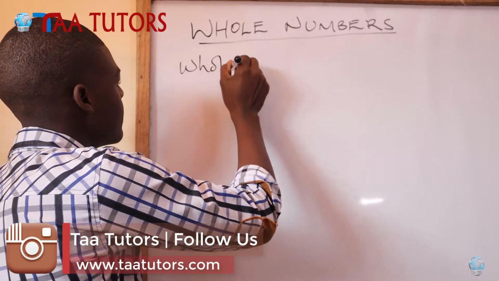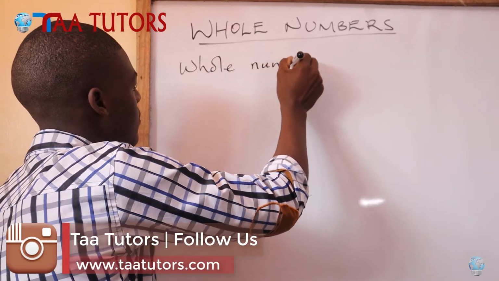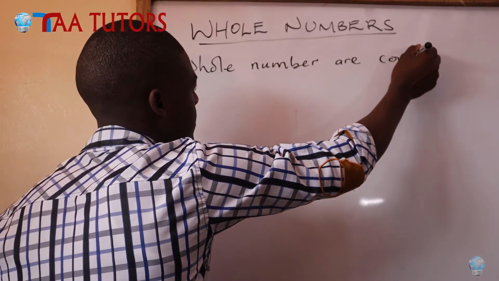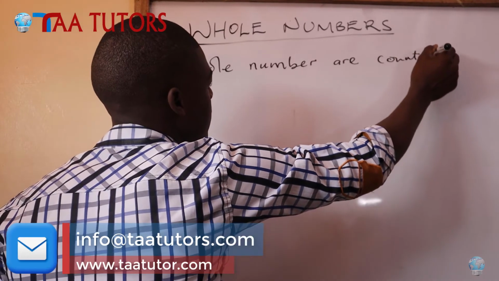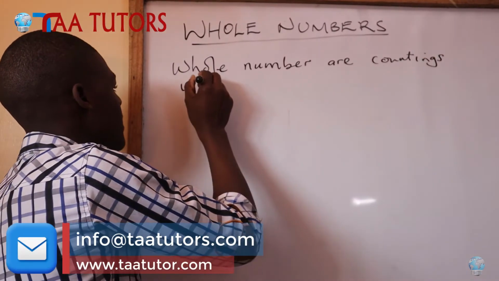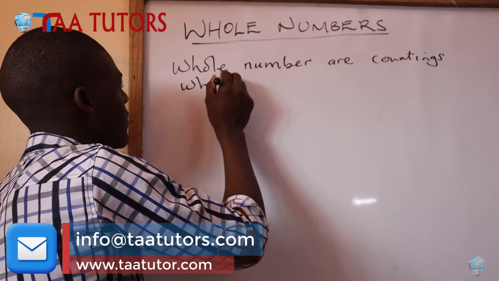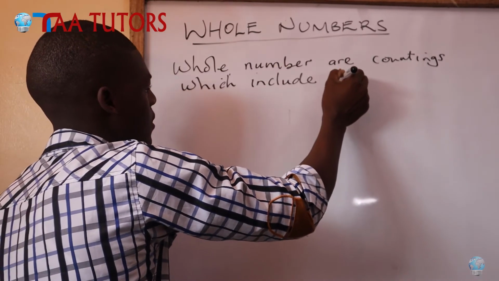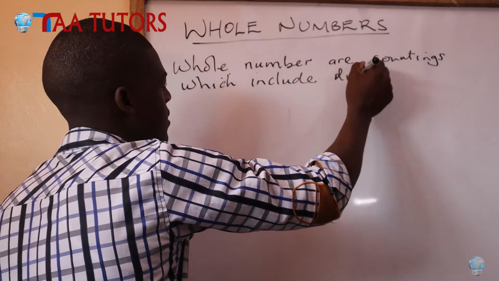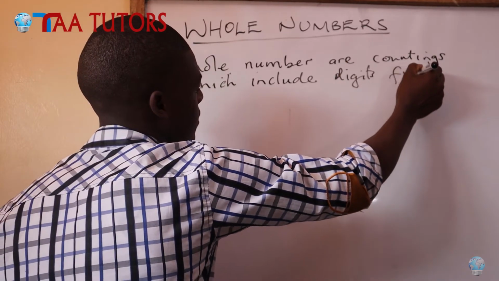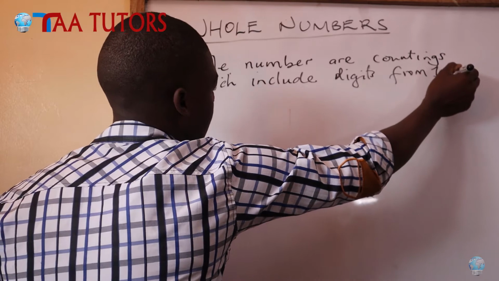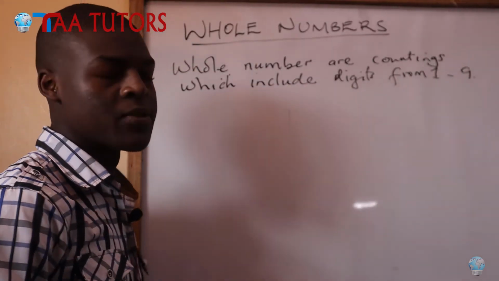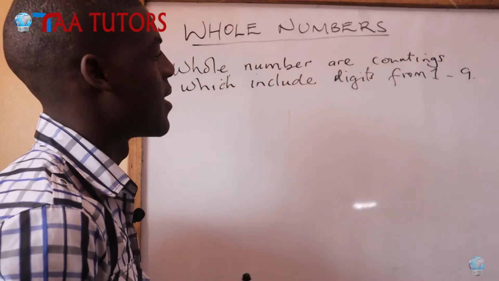Whole numbers are counting numbers which include digits from 1 up to 9. Those are the counting numbers. We have 1, 2, 3, 4, that way up to 9.